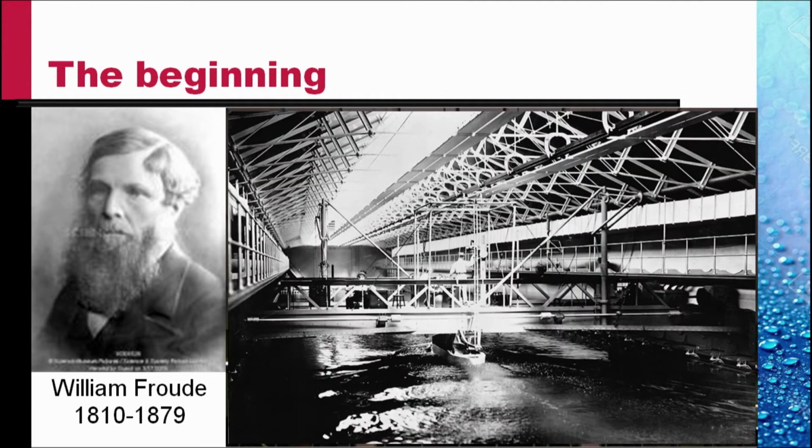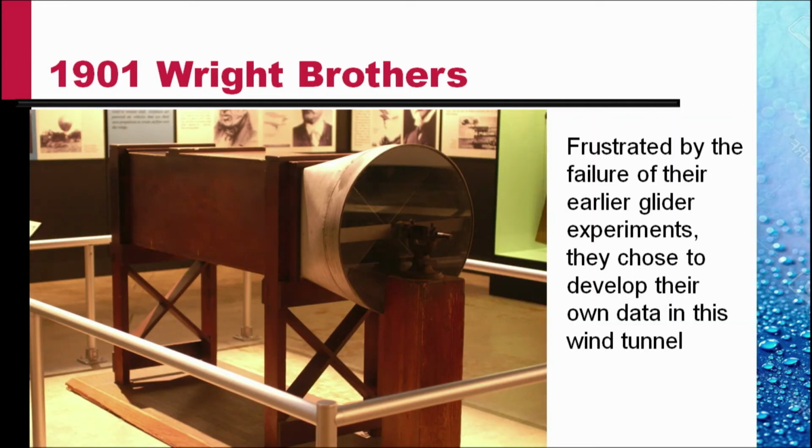The next big name associated with model testing is the Wright brothers. Frustrated by the failures of their earlier glider experiments, they chose to develop their own data in this wind tunnel. They designed a structure in which a fan sucked air through a tube, a rectangular tube of cross-sectional area 1 foot square in this case, and they tested the design of their wings in these.